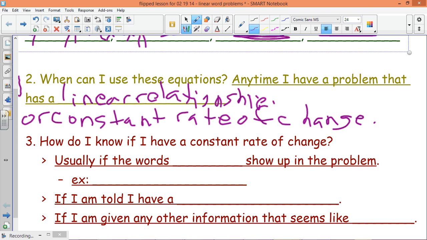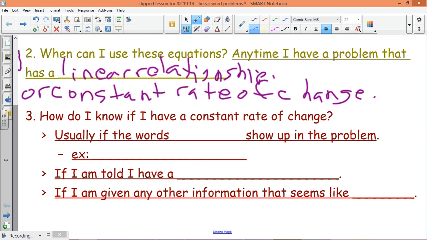We can only use them when we have linear relationships, which means that y grows consistently at the same time that x grows consistently. When we graph it, we will have a straight line. This means we have a constant rate of change. These are all ways of saying the same concept that we should be getting by now. Well, how do I know if I have a constant rate of change? Well, one way is usually if the words per or each show up in the problem, okay?